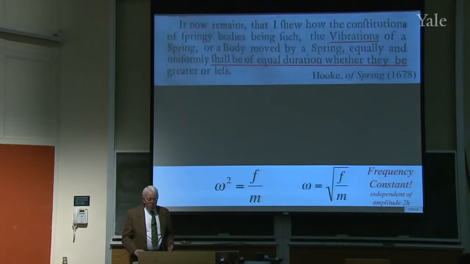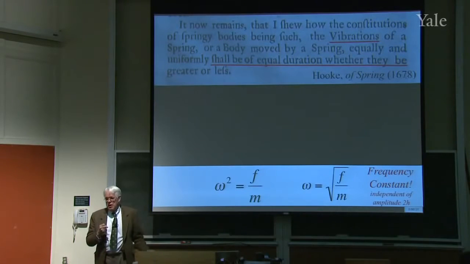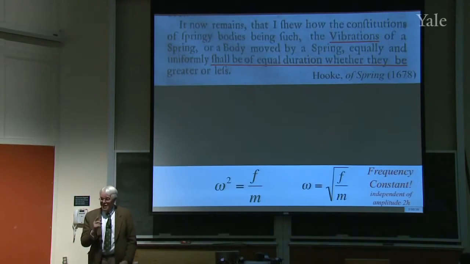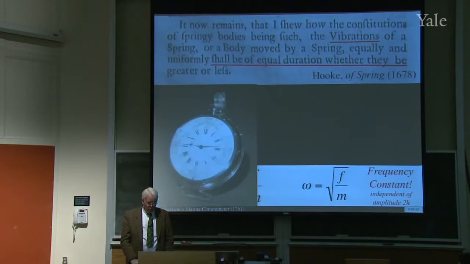Okay, so why is that so important? Hooke's book of spring in 1678 says vibrations, if you're obeying Hooke's law, this is where he set out Hooke's law, shall be of equal duration, whether they be greater or less. Why did he care that the frequency be always the same, no matter how big the displacement is? Can you see why that would make a difference practically? Ellen? For clocks, okay? Or more particularly, for watches.